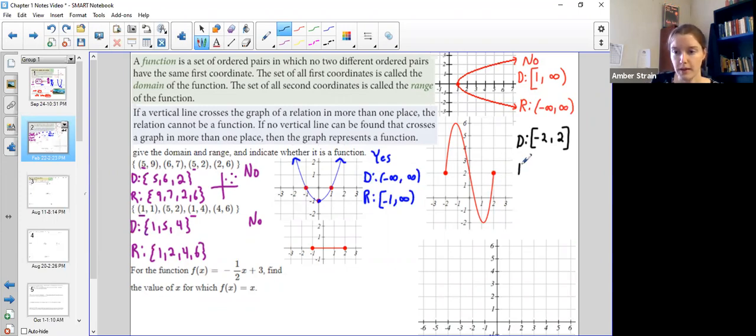The range, be careful. Don't get hung up on the dots, the endpoints. It's all about the extremes. The most extreme left was here. The most extreme right was here. But the most extreme down is here. And the most extreme up is here.